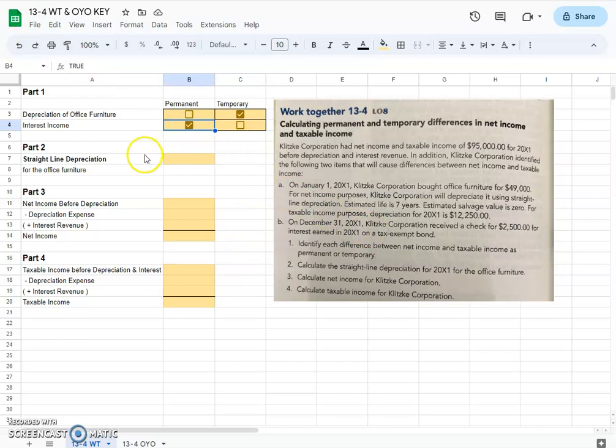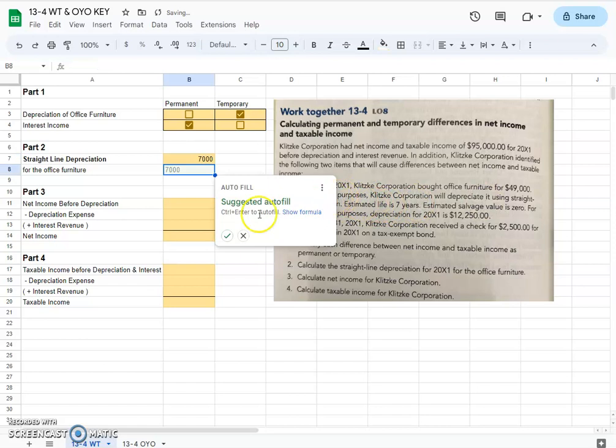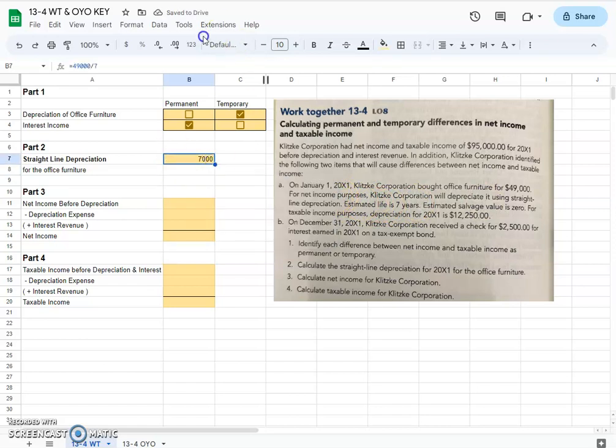Next task, let's calculate our straight line depreciation for the office furniture. What is our cost? We bought it for $49,000, so the cost equals $49,000. It says there is no salvage value, so we don't have to subtract that away. We just have to divide it by the 7-year useful life estimate. So $7,000 is our straight line depreciation.